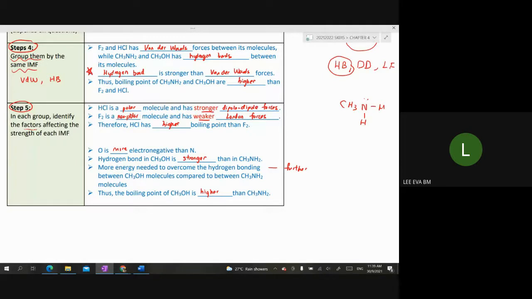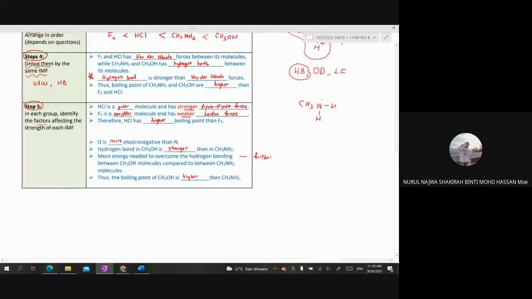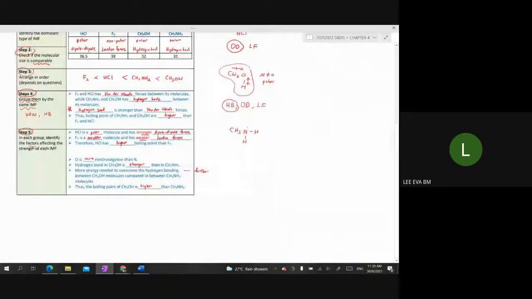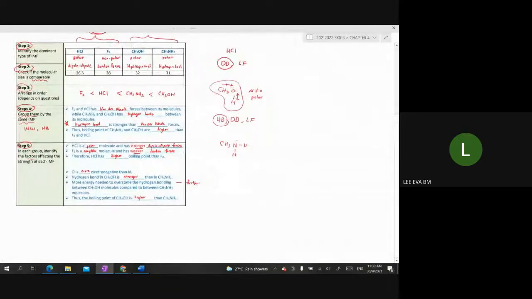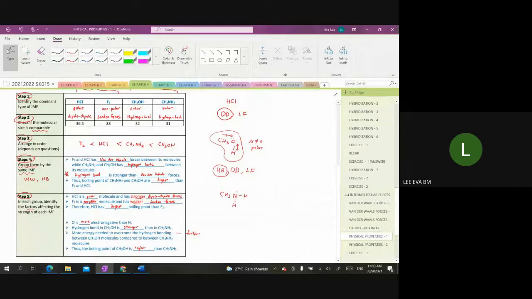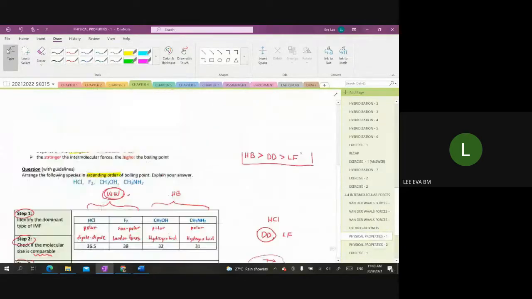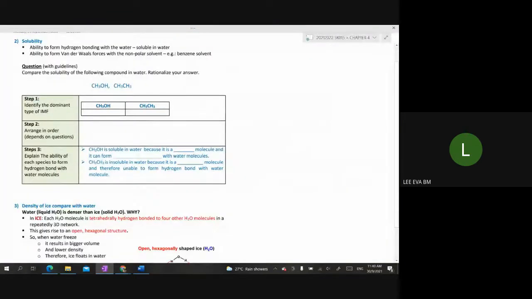Boleh ke? Boleh. Sebenarnya awak nampak step 1 sampai step 5 macam sangat panjang kan? Sebenarnya cuma interpret, lepas tu awak kena explain dalam bentuk ayat. So this is a guideline for you. And let's just look at the next physical properties.